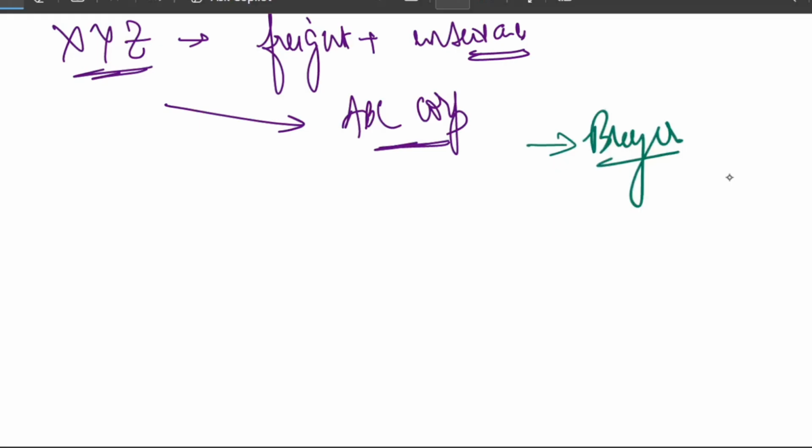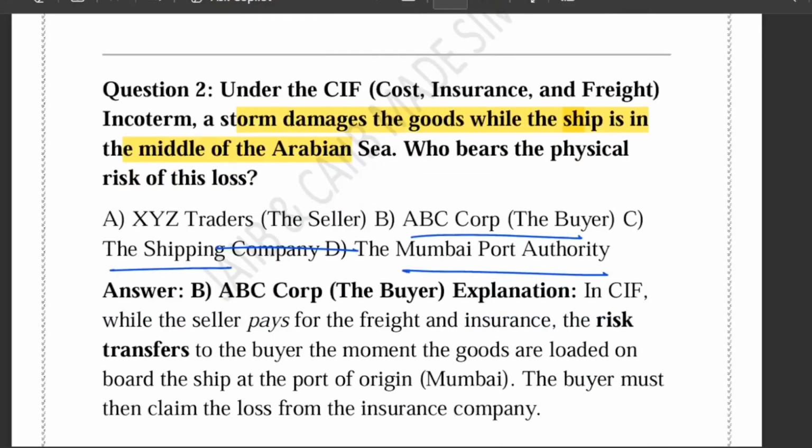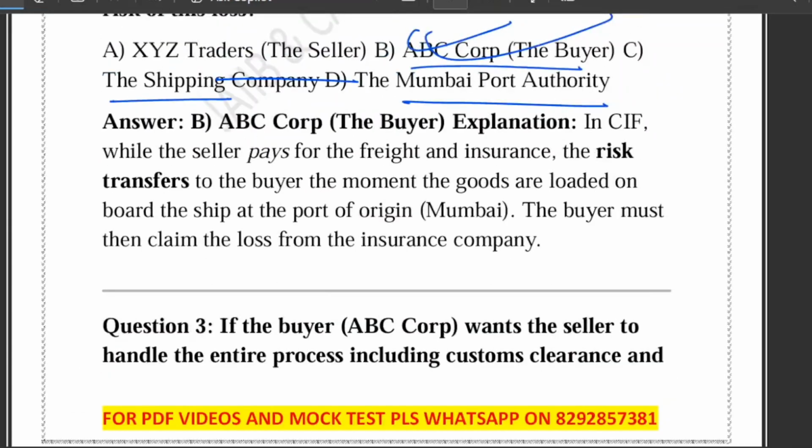That's the key point regarding CIF. That is how you should learn it, right? So the answer to this question is the buyer. Who is the buyer? Obviously, ABC Corp is the buyer. He will have to compensate. So you can think of it like this. Please understand. In the case of CIF, the seller pays for cost, insurance, and freight, but risk shifts at the port of shipment. So the seller pays the bill, but the buyer carries the risk.